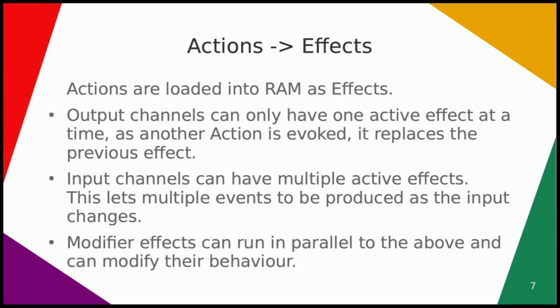And output channels can have multiple actions on them. So you could have an output that one event turns it on, one event turns it off, one event makes it flash. The same for servos. One event puts it to one position, then another event puts it to another position. A third event could put it to a third position. And then input channels can have multiple active events all at the same time. So you could actually watch the same channel and produce multiple events for when it changes. And then the modifier effects sort of run next to all these and change things.